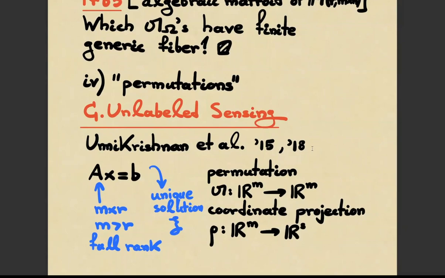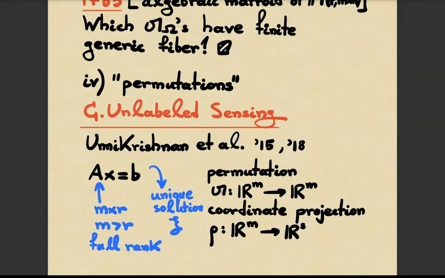And the problem is like this. We have a linear system of equations, AX equals B, where the coefficient matrix A has size M by R, and M is bigger than R, and the matrix A has rank R. And B is a vector in the column space of A. So this linear system of equations has a unique solution, which let's call Xi.